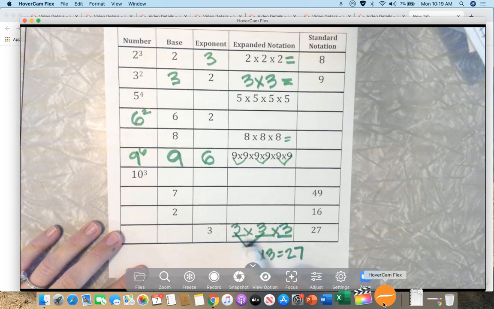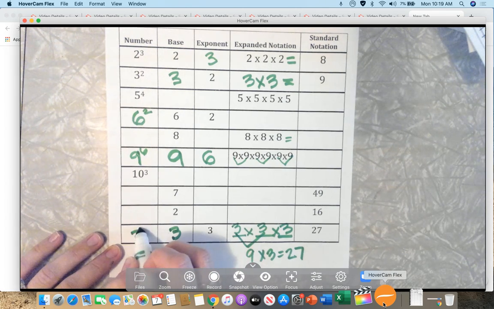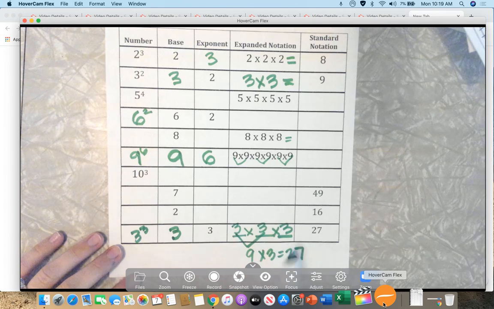So look at that. I just figured out the expanded notation. The exponent was 3, and the base was 3. And so my answer was 3 to the third power. See how I did that backwards?